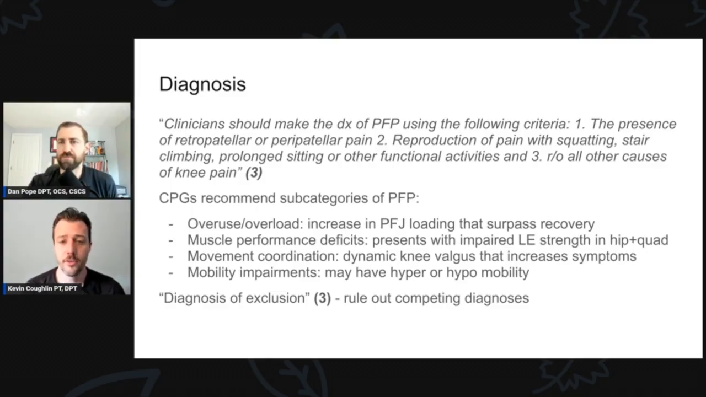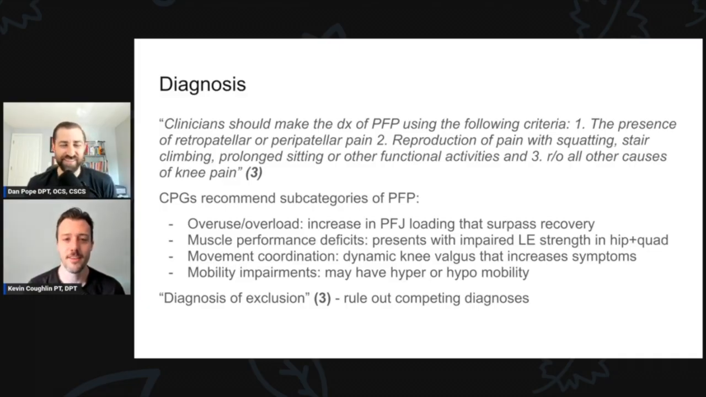Clinicians should make the diagnosis of patellofemoral pain using one of the following criteria. So they should have pain either behind the kneecap or around the kneecap that they'll describe, and you can also palpate this, and you will see it painful in folks. There will be a reproduction of pain with something that loads the patellofemoral joint, such as squatting, stair climbing, prolonged sitting. I believe you could refer to that as moviegoer's knee. You might see that in the research. So you just picture, you're sitting in the movies for a long time.